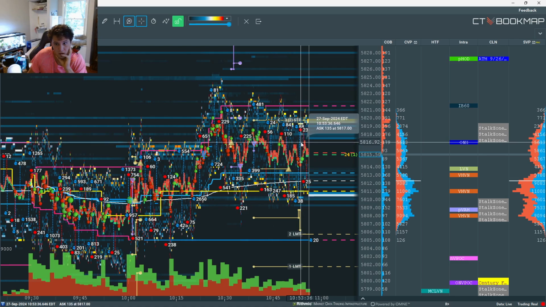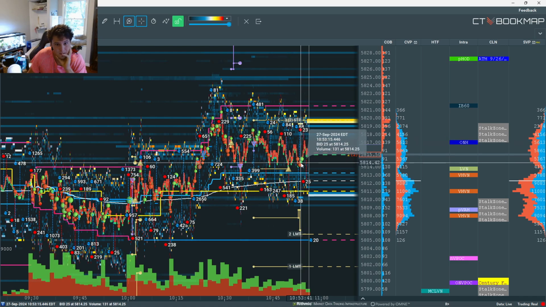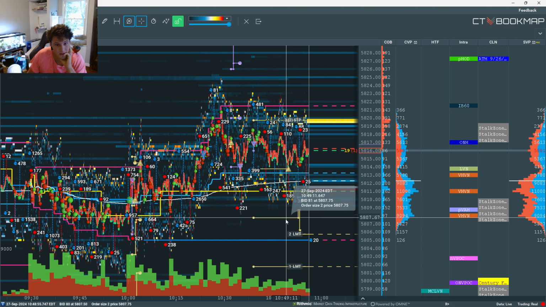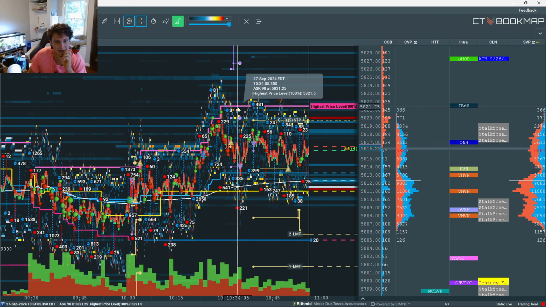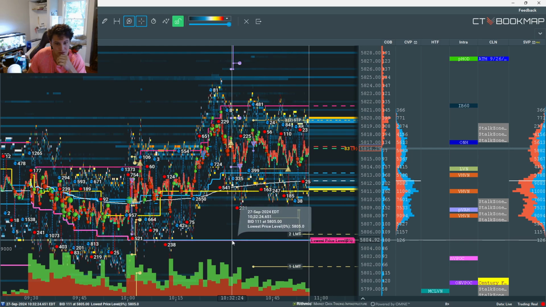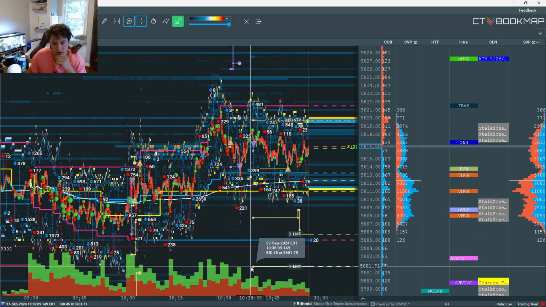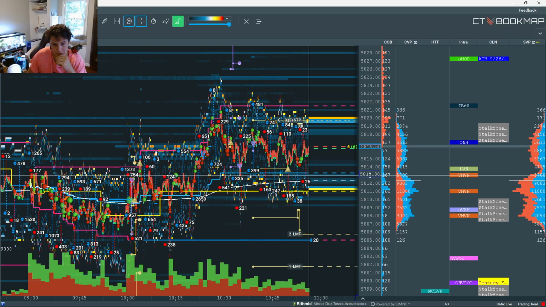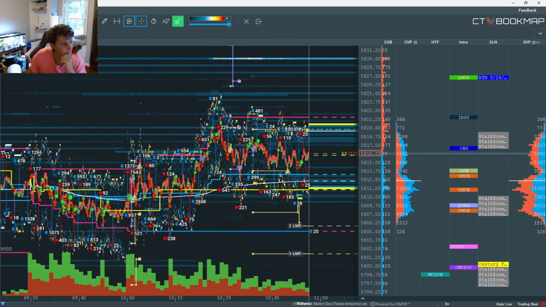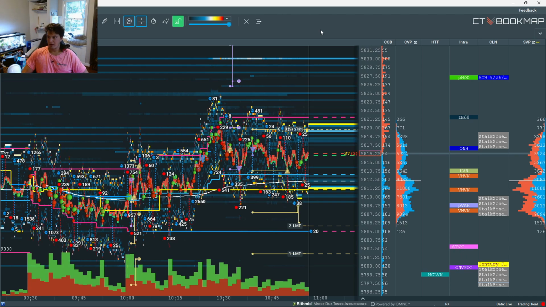If we hold below this 16 area and then get below here, then this stat did not get reached and we may reach this stat. Also, we have the prior settlement, overnight volume point of control area. It's very random.